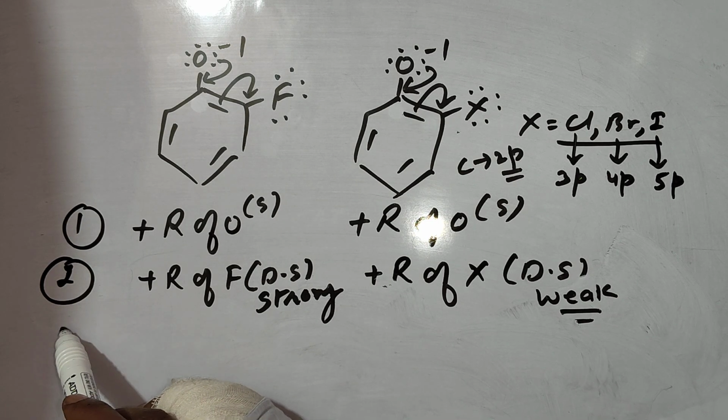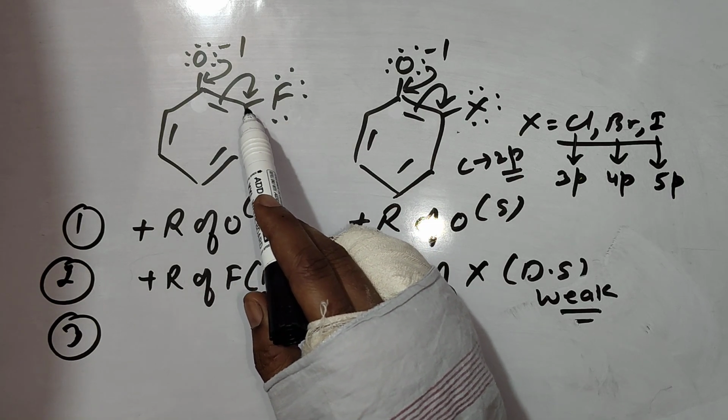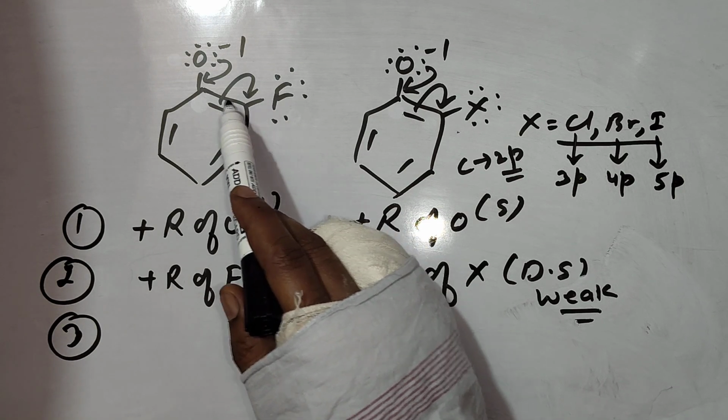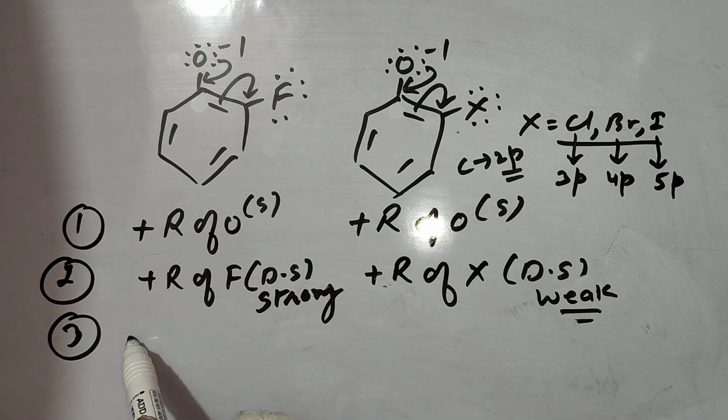So now the third factor. Fluorine is more electronegative than carbon, so obviously it will attract electrons, due to which the oxygen negative charge will decrease. This effect is known as minus I effect.